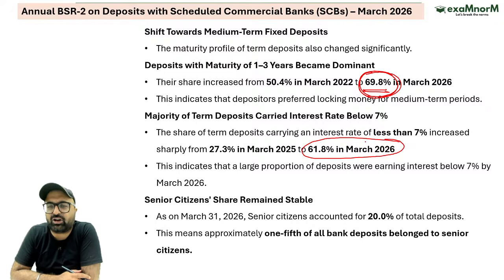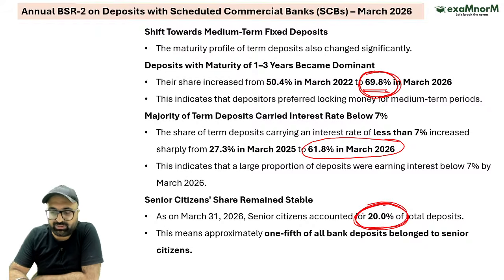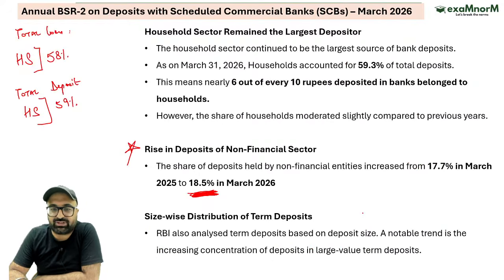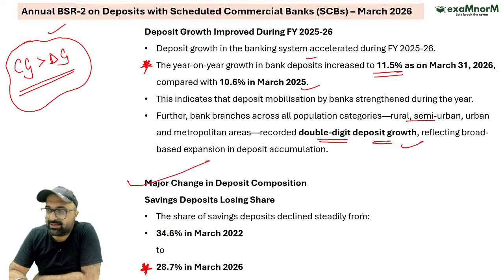So right now the share of term deposits which are witnessing an interest rate less than 7% is the majority out of all. That is 62% of total term deposits bearing an interest rate less than 7%. As of March 31st, 2026, अगर मैं बात करूं टोटल डिपॉजिट में से 20% डिपॉजिट किसका है? सर, 20% डिपॉजिट इज विद द सीनियर सिटीजंस. 20% deposit is with the senior citizens. Is it clear now?